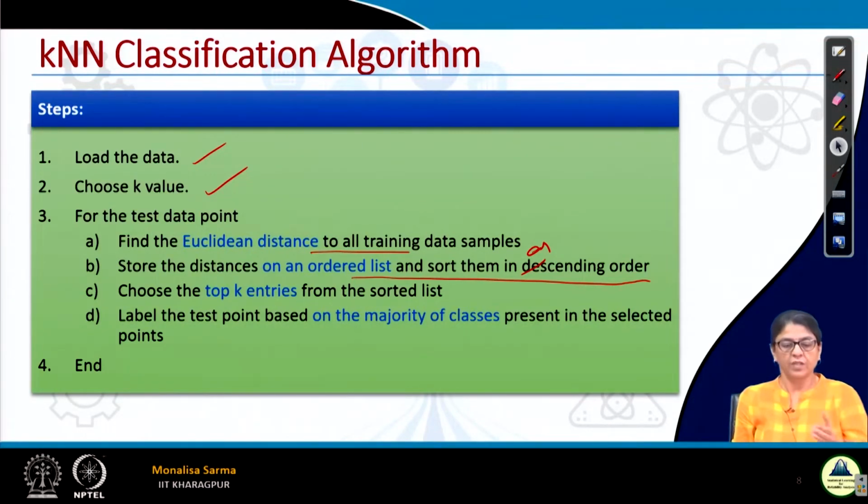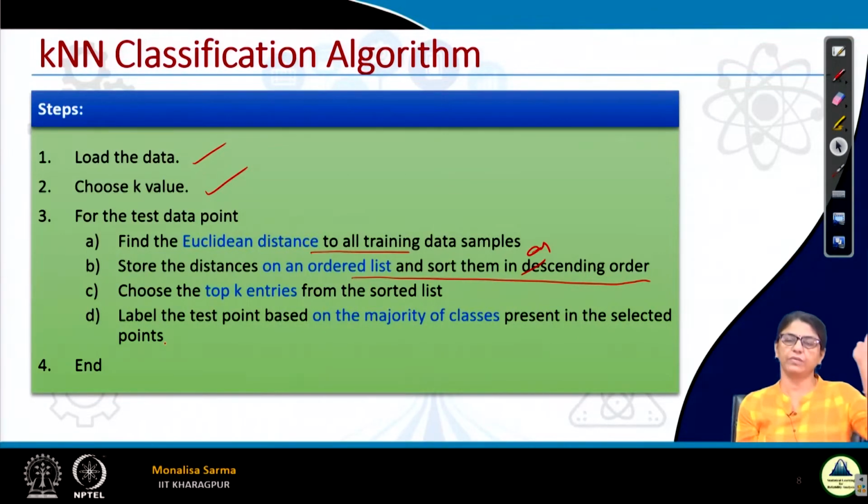And then what happens? Choose the top k entries from the sorted list. Okay. We will choose the top k entries from the sorted list. Top k means, I should not say top k, but the nearest, the values which are less. So, label the test point based on the majority of the classes present in the selected points.